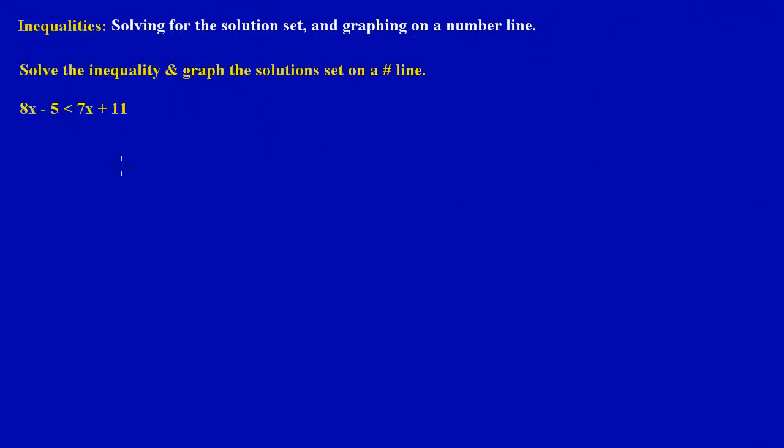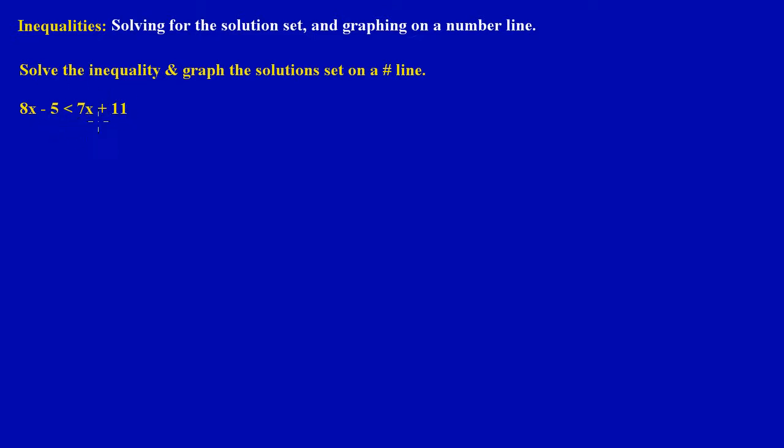In this video, we're going to be looking at how we solve for our solution set in an inequality, and we're going to then graph our answer on a number line. Here we have the inequality 8x minus 5 is less than 7x plus 11.